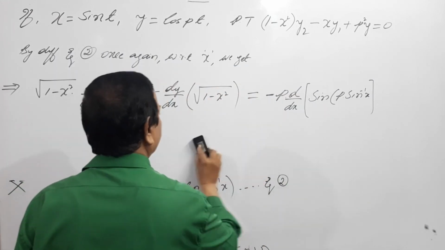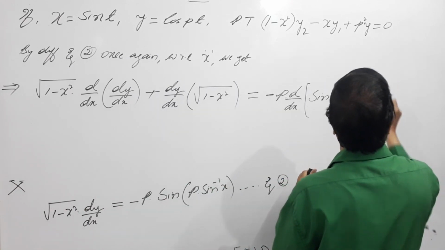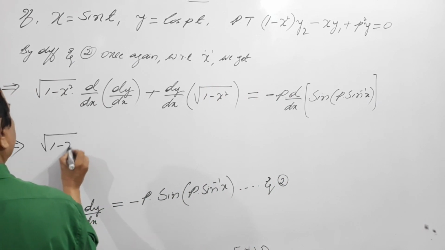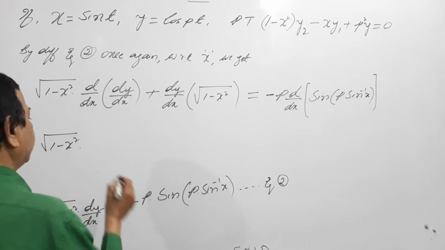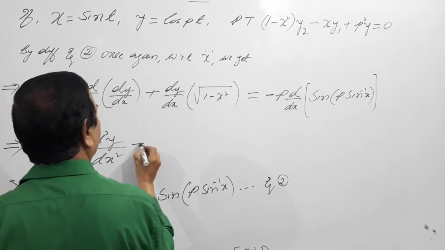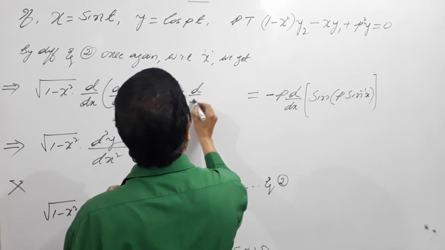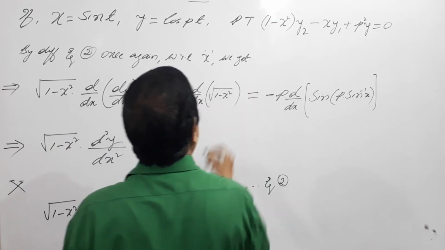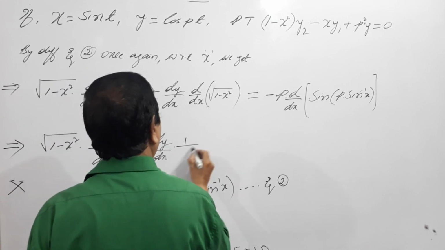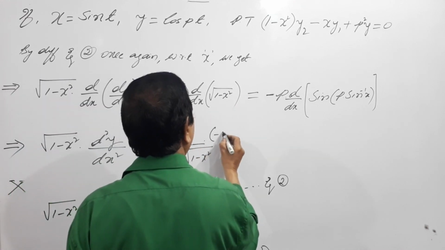I have to close the bracket, I didn't close it. Okay. So this becomes, under the root 1 minus x square into d square y by dx square, plus dy by dx into d by dx of under the root 1 minus x square. I forgot to add that here. So the derivative of this becomes half into 1 minus x square to the power minus half into the derivative of 1 minus x square, which is minus 2x.